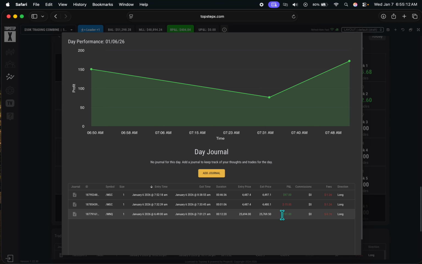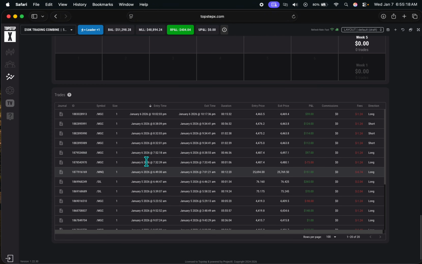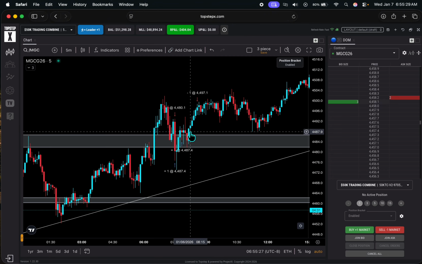As you guys can see here, 171, 3 trades. And actually, you guys can see my orders here. That's pretty cool, I didn't even notice that. So $151, then I took a $73 loss and then a $97 gain. And as you guys see here, my orders as well. So that was very simply how I entered that.